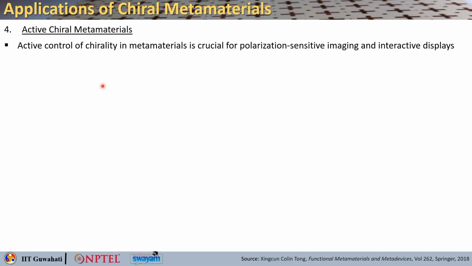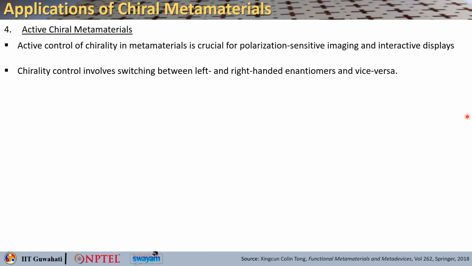Now, active control over the chirality of metamaterial has the potential of serving as one of the key elements for future optical systems, such as polarization sensitive imaging, interactive display and so on, right. So, achieving active control over chiral metamaterials involves the reconfiguration of the metamolecule from a left hand enantiomer to a right hand counterpart and vice versa, right. So, you have to involve that switching, right.